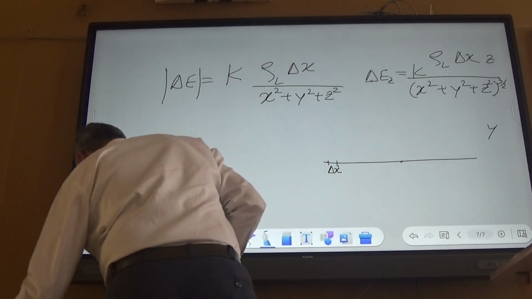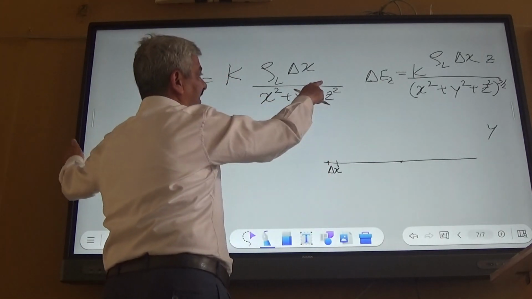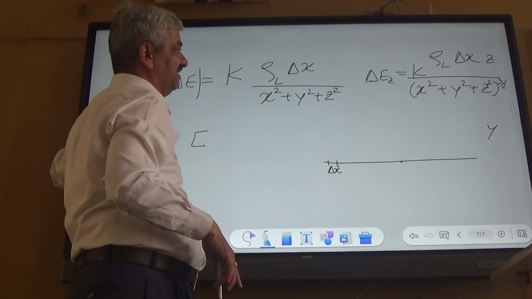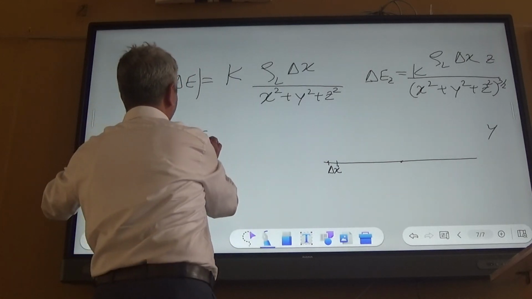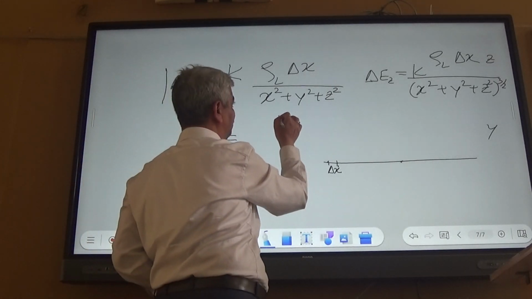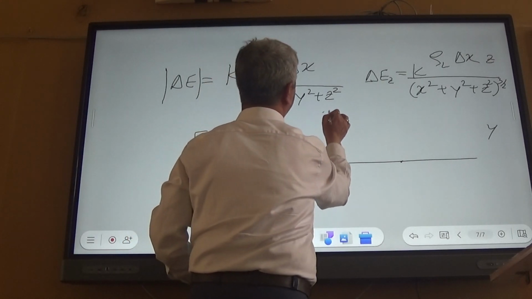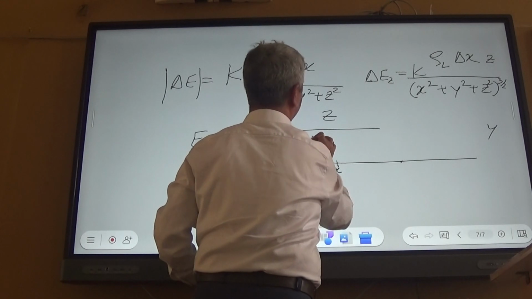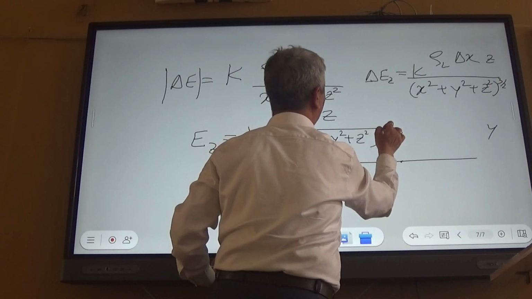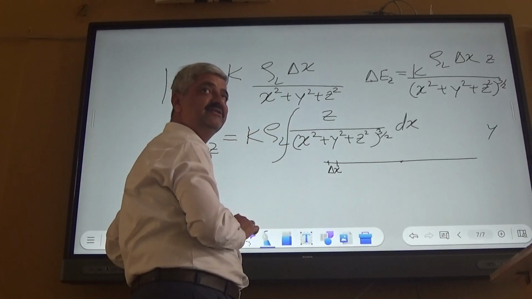Now this is delta Ez. Actually, this cannot be called delta Ez, this is Ez. Why is this Ez, what is this Ez? This Ez is K rho L, z upon x square plus y square plus z square raised to 3 by 2 delta x. And what are the limits of delta x, the limits of dx?